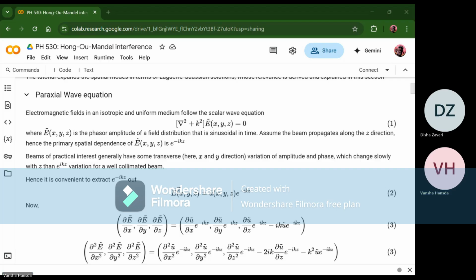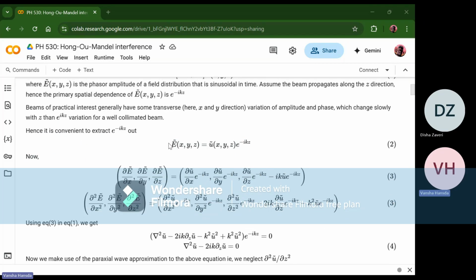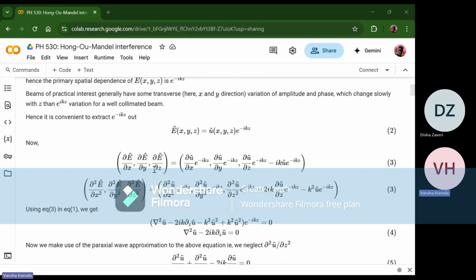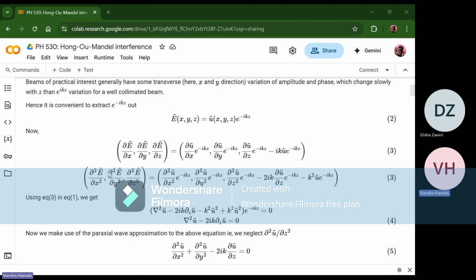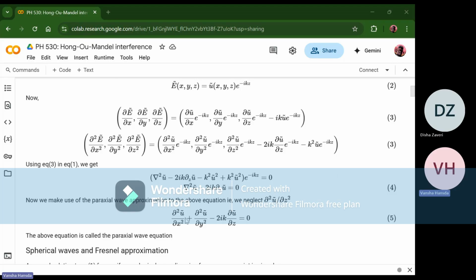Now, for a practical beam, generally speaking, there will be some transverse xy variation of amplitude and phase, and in the z direction there is an e^{-ikz} variation that is very fast, and you have other slower variations. So by taking out that variation, we will use this property later. So we find the Laplacian, put it back in the original equation, and we get this equation. Now, using the fact that the variation is slow, we can neglect the second order derivative along z. We get this equation, which is called the paraxial wave equation.